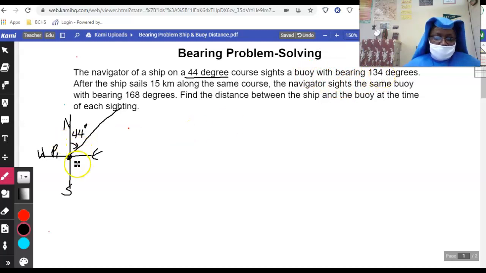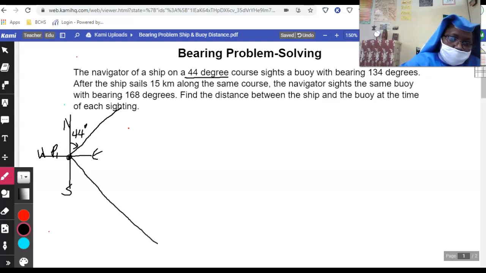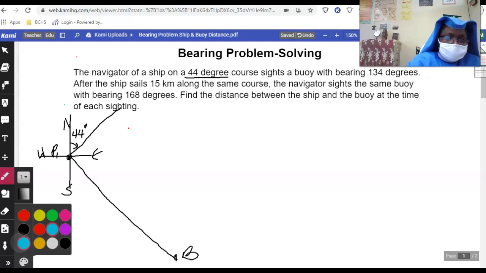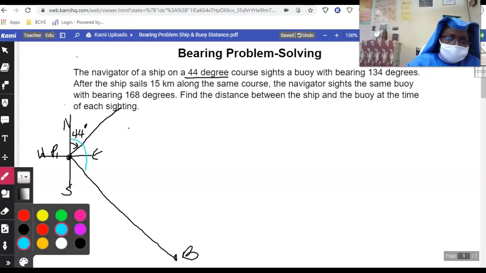So 134 and 90 is in the second quadrant. So about there. So the buoy B is over here. And this is the whole length. I mean the angle is 134 degrees.